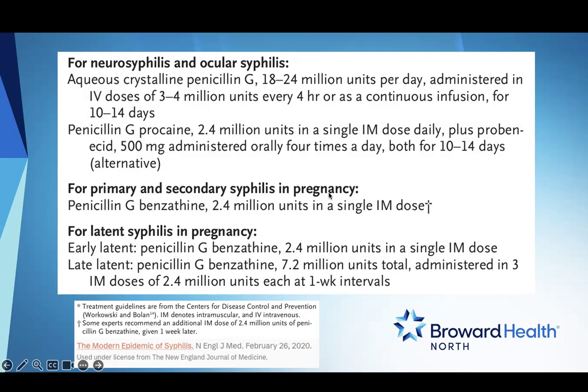For primary and secondary syphilis in pregnancy, we have to use penicillin G, a single shot, like Dr. Gopal mentioned. For latent syphilis in pregnancy, for early latent we use penicillin G in one single dose, and for late latent we use the 3 doses. So in pregnancy it's kind of the same approach.